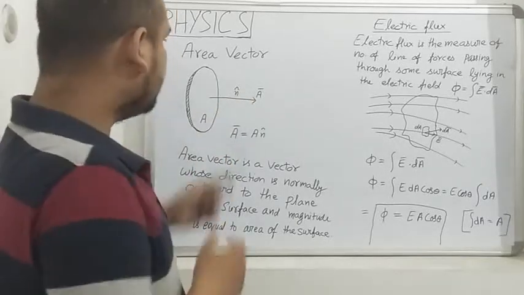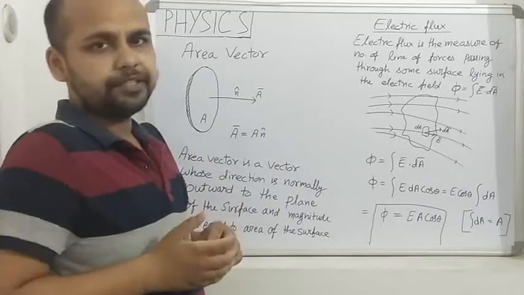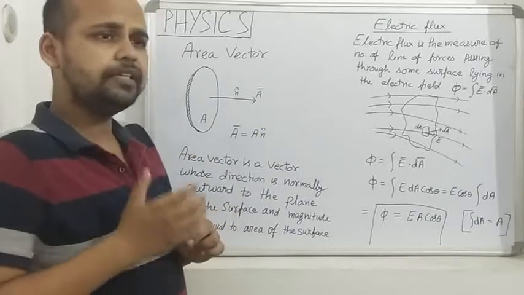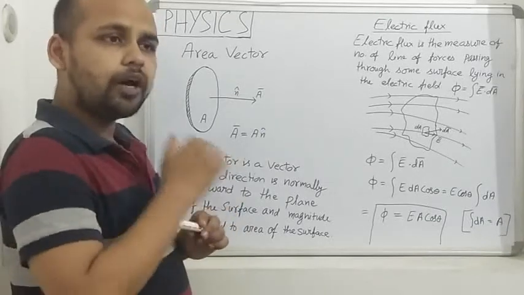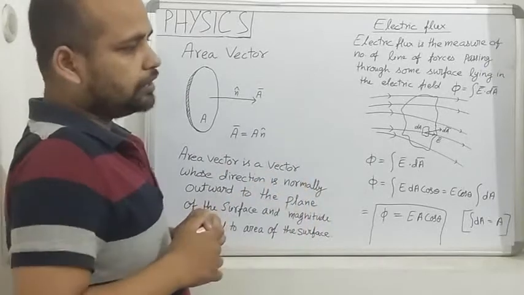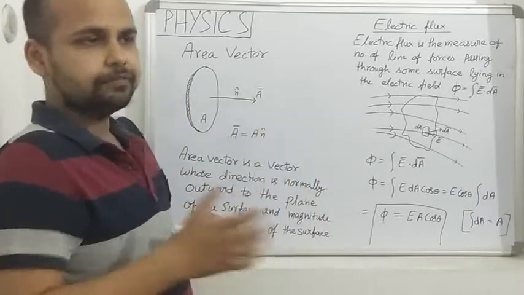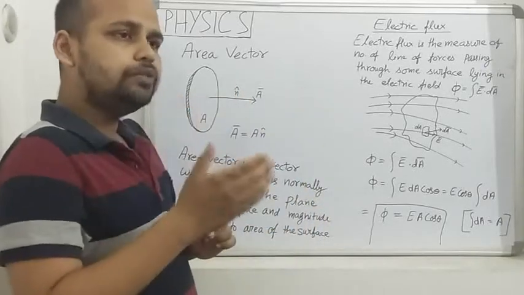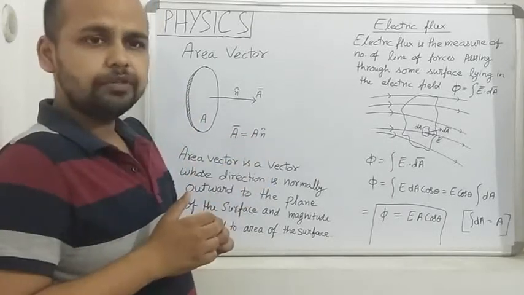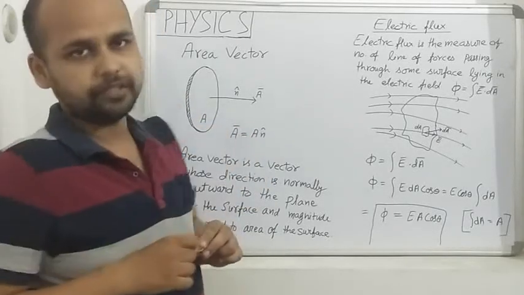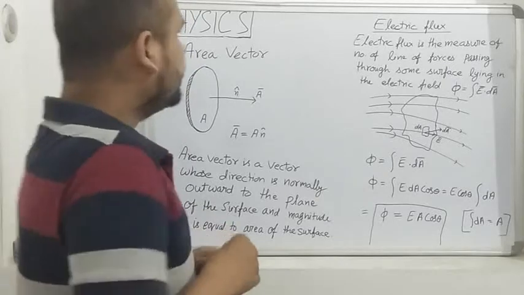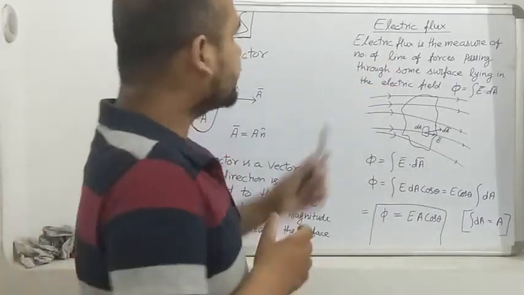So always remember that area vector will have its direction normally outward to the plane of any surface, and magnitude of that area vector will be equal to what? Area of that surface. Now let us move to the next one, electric flux.